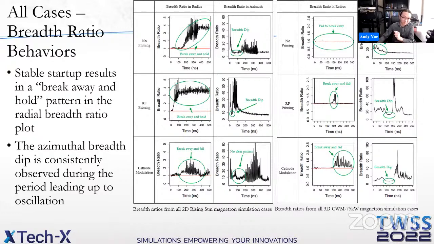So chances are I still need to optimize this model, because there is a research paper by University of New Mexico that managed to make this model oscillate without priming. So we omit those 2 cases and we look at the 4 cases that oscillate. So we can see a stable startup always results in a breakaway and hold pattern in the radial breadth ratio plots, as you can see in the no priming and RF priming cases for the 2D and the RF priming in the 2D.